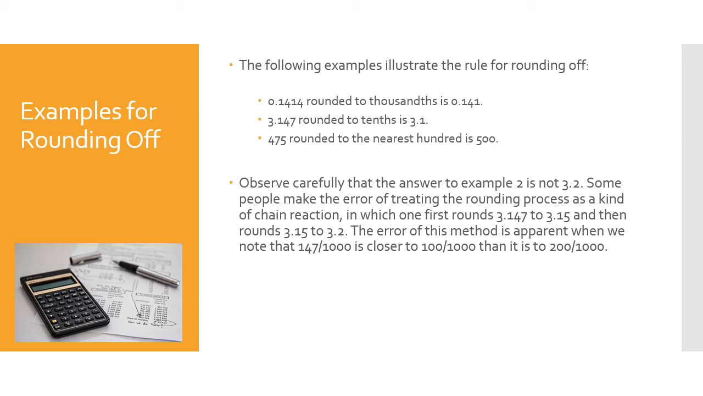If it's telling you to round to the nearest hundredth, you go to the right one digit, you look at that. If it's greater than 5, you round up. If it's less than 5, you round down.